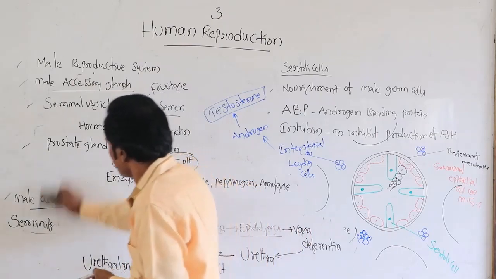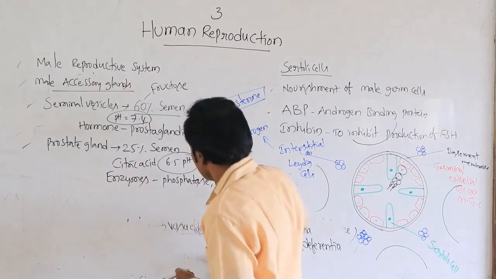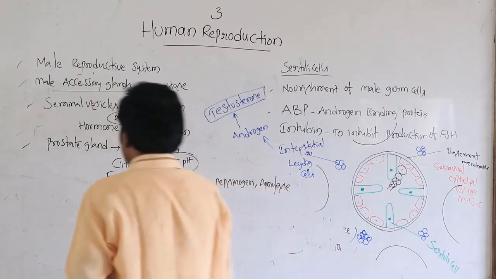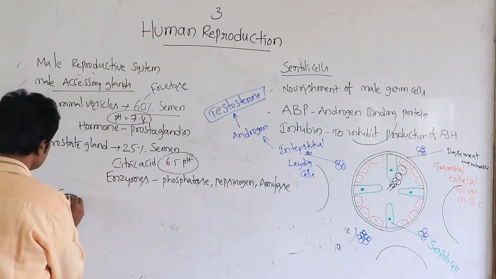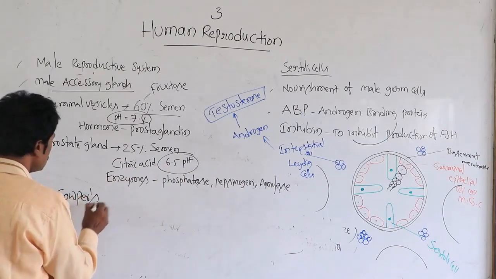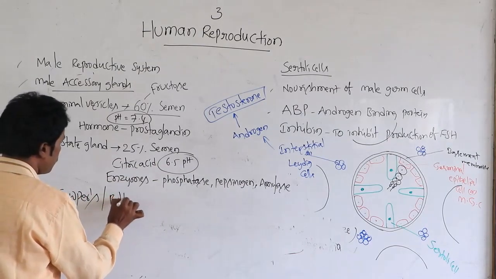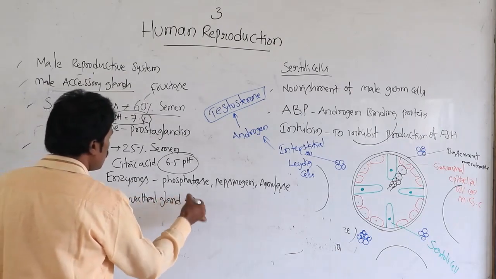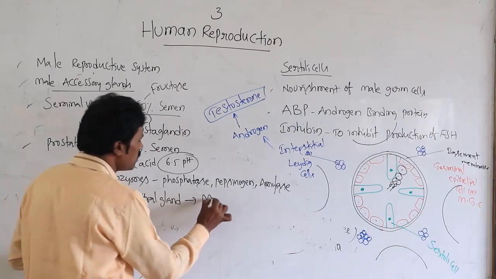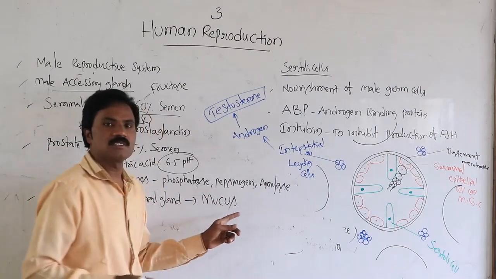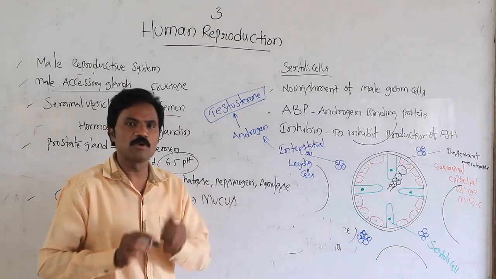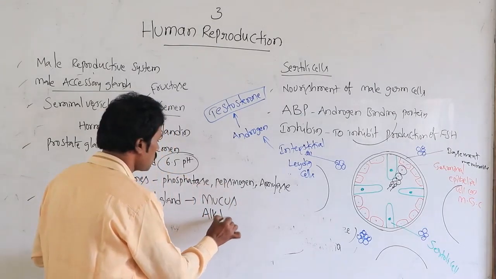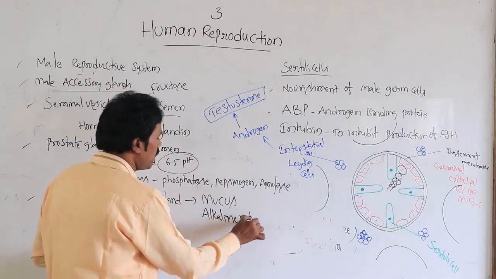it is secreted by the Cowper's gland, or bulbourethral gland. In this one, the rest of the percentage contains mucus. The maximum it contains is mucus. It is also of alkaline nature.